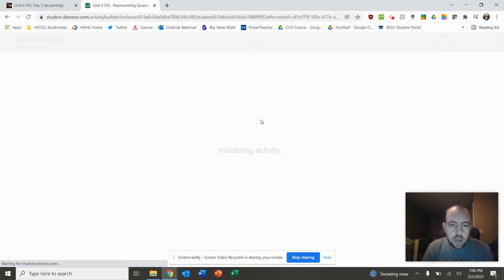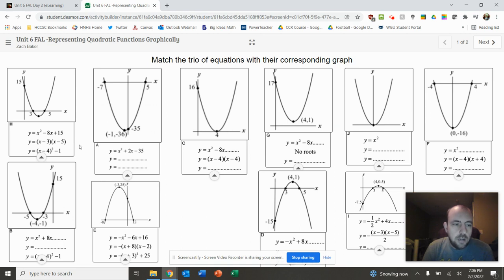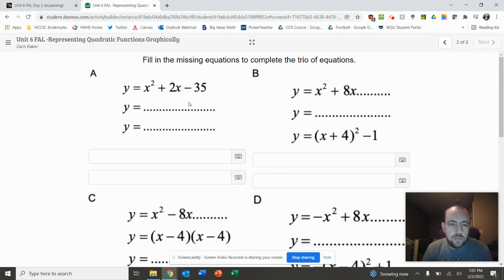So again, I've got it all checked. What I would suggest, once you've got these matched and checked, is that we are going to try to fill in the gaps. The ones that we don't need are the ones that are all the way complete, like H right here has everything complete, so we're not going to do anything with that. Same thing with E. What we want to try to do is match up and figure out the forms that we don't have. So for example, on A, we have this in standard form, y equals x squared plus 2x minus 35. We need a factored form and a vertex form.